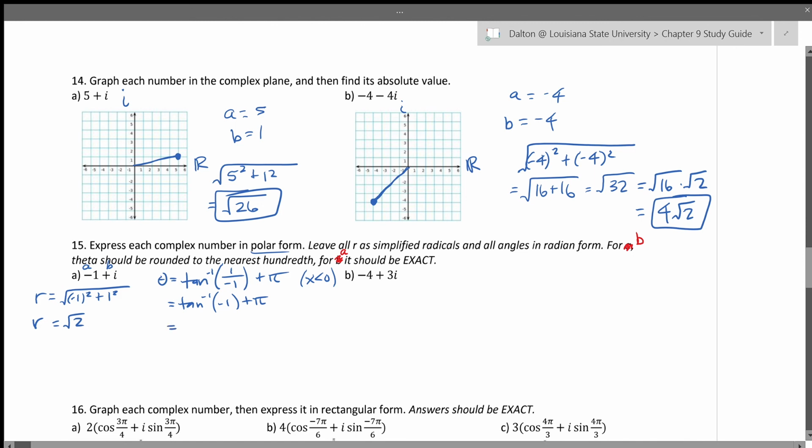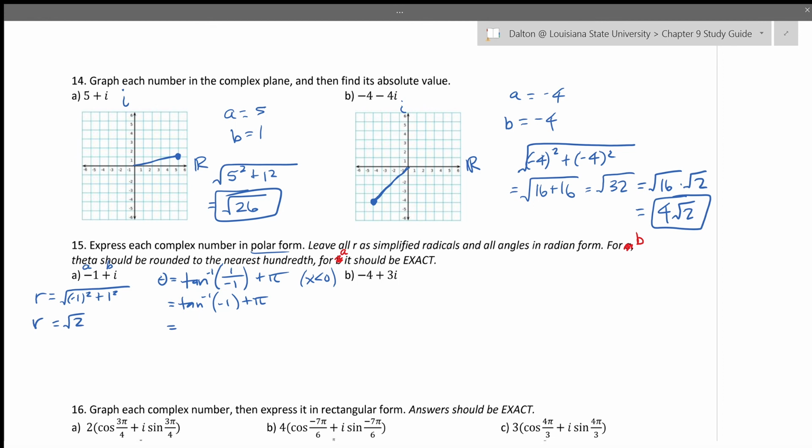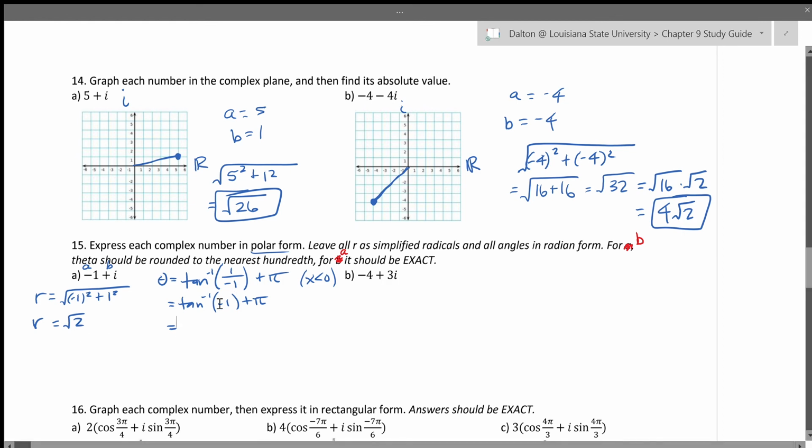So if I want this to be an exact value, when you take the tangent inverse of -1, I want you to look at your unit circle. And I want you to first find where the tangent value is +1. So in other words, what angle theta has a slope of +1?